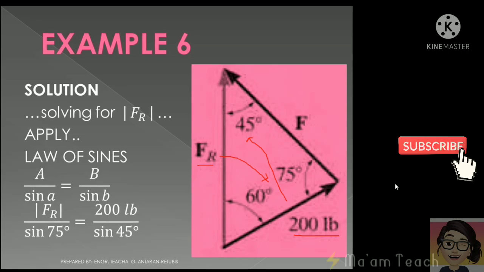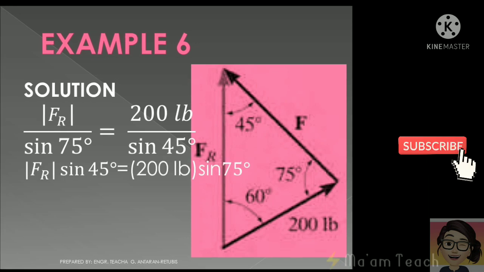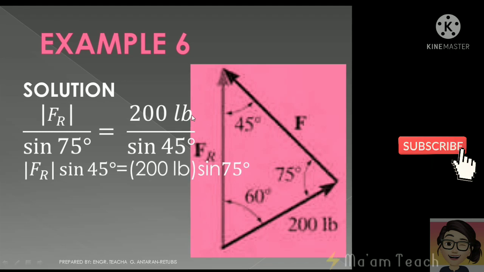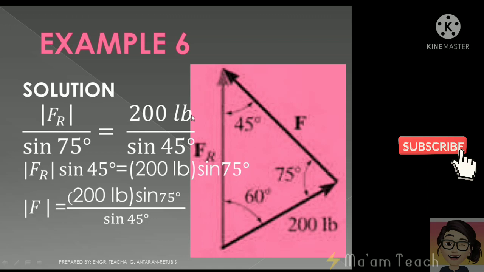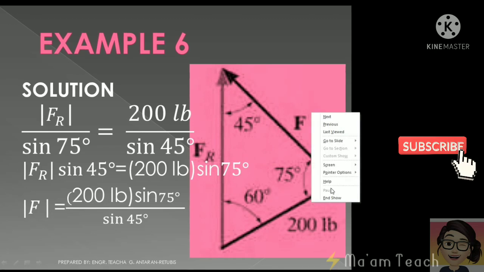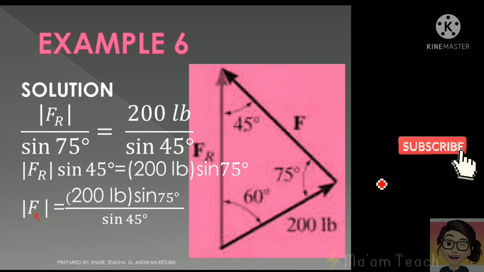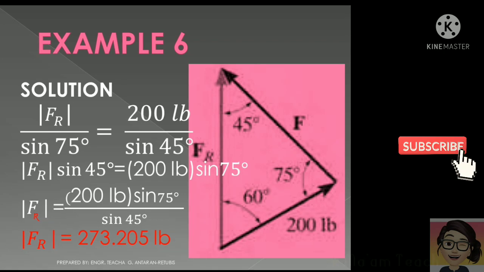From that, we'll cross multiply it, and it will look like this. F sub r times sine 45 equals 200 times sine 75. We'll divide both sides of the equation by sine 45, and it will look like this. The same, use your calculator to solve for this value. Again, kindly correct, this is F sub r, class. This should be F sub r there. So using your calculator, the value will be 273.205 pound. Okay, and that's it.